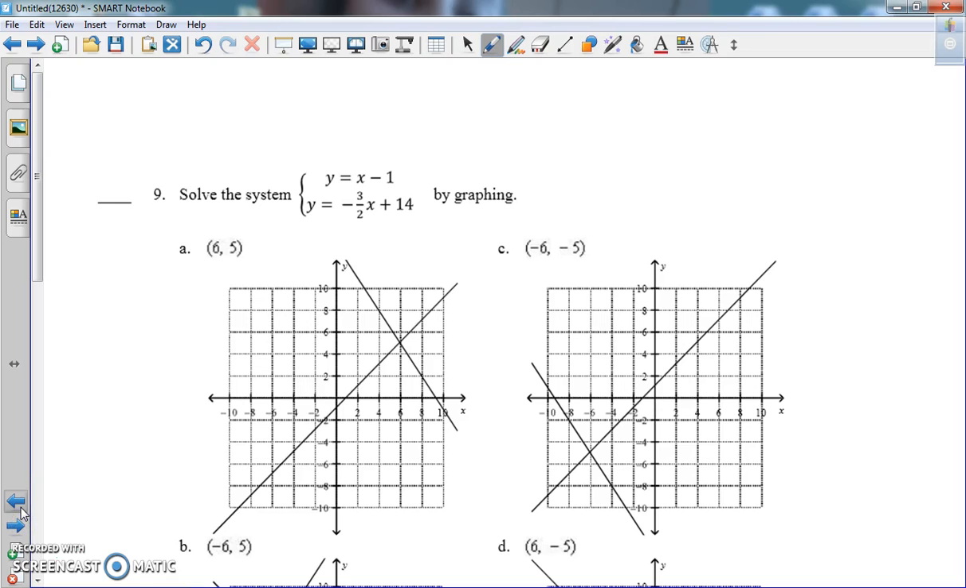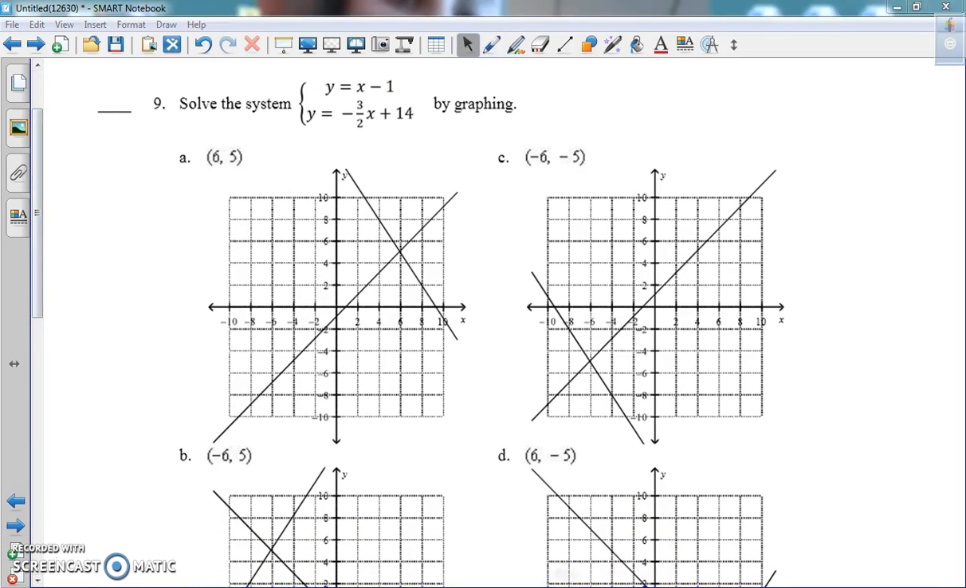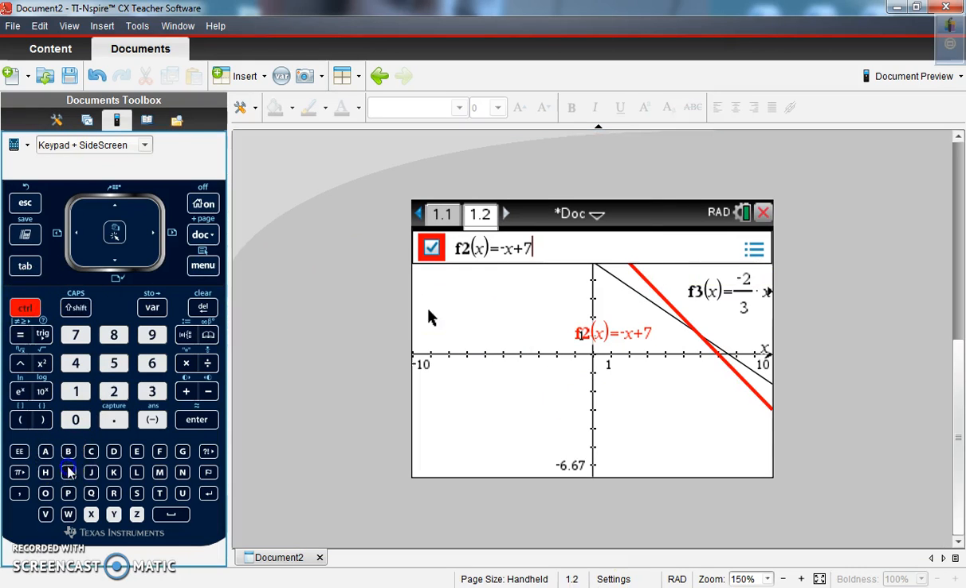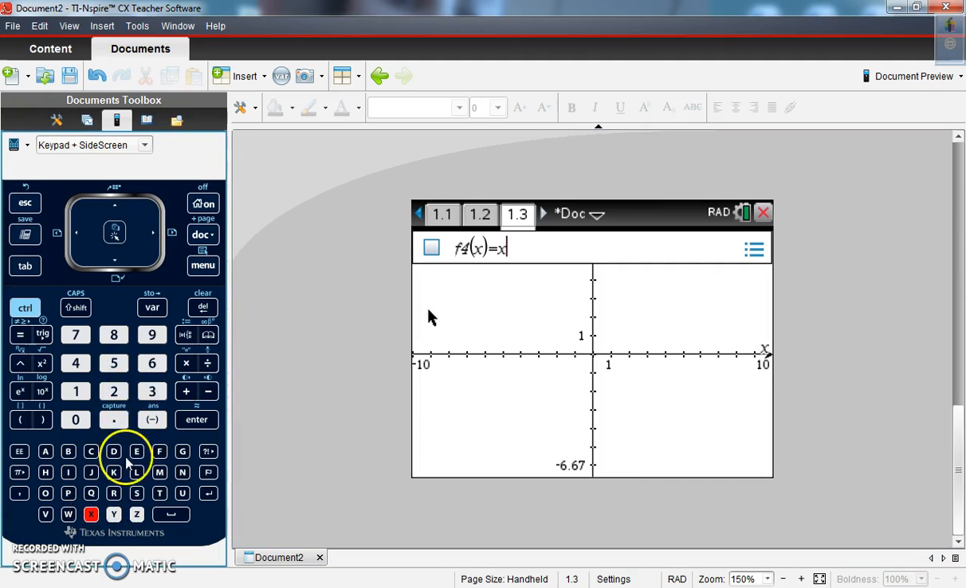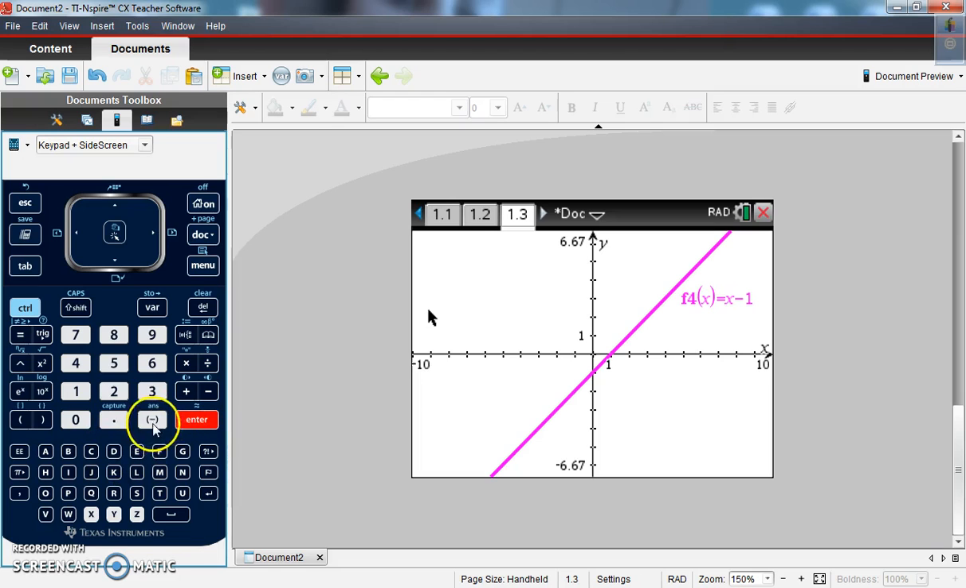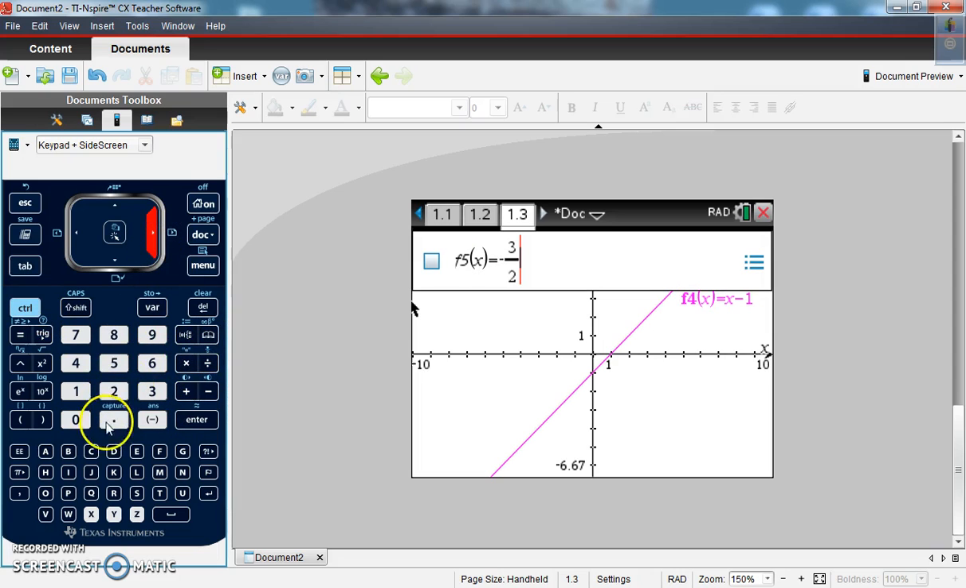All right, number 9. We're going to solve this one again by graphing. So on our calculators, if I plug this in, we're going to have x minus 1. Then I'm going to have negative 3. Oops, I forgot to hit tab. Don't forget to hit tab. There we go. So now I'm ready to type in negative 3 halves x plus 14.